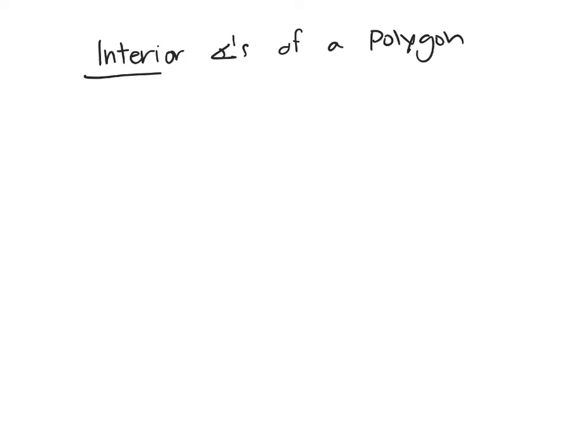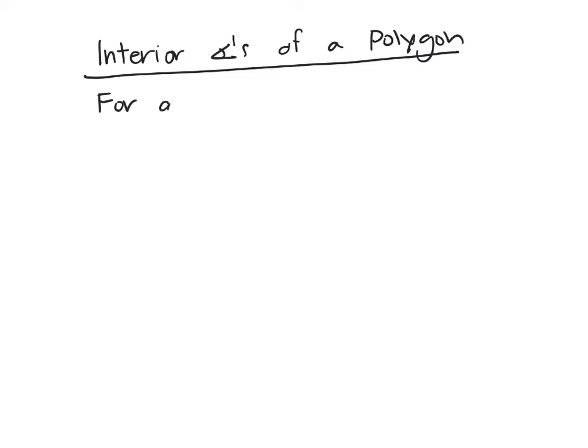Now we're going to talk about the interior angles of a polygon. Again, interior meaning inside. The angles inside a polygon. And we started to talk about this last class. We investigated and we did it by drawing triangles inside of a polygon. And we actually came to this formula last class.